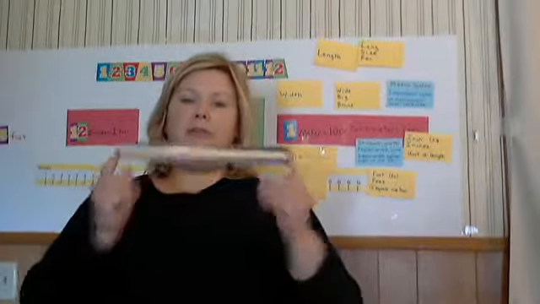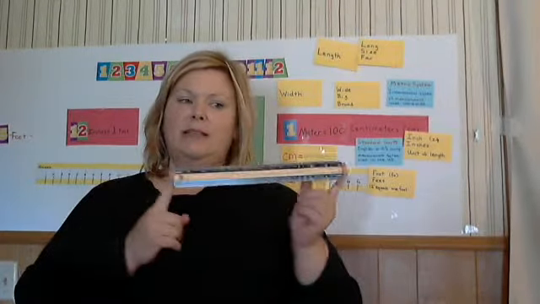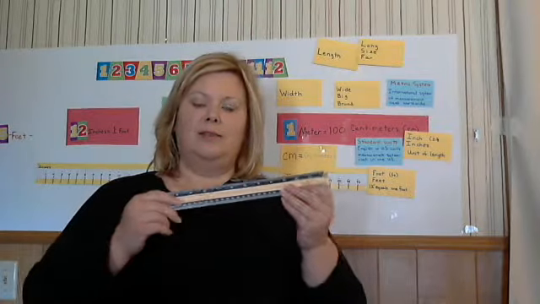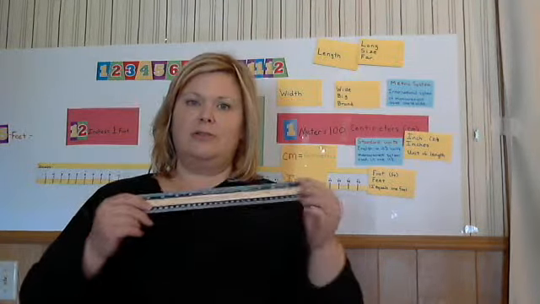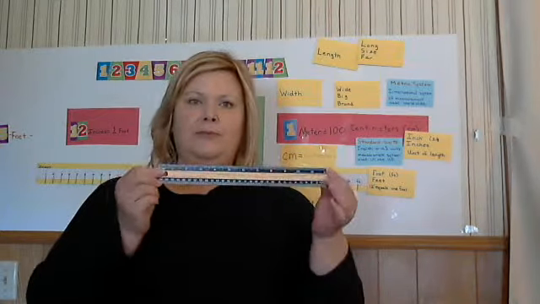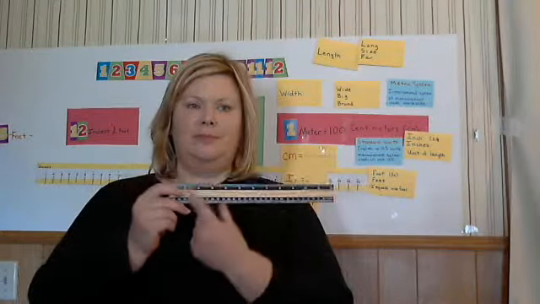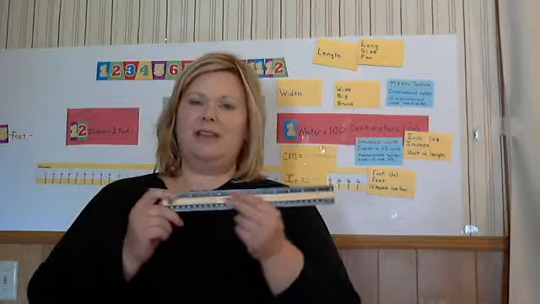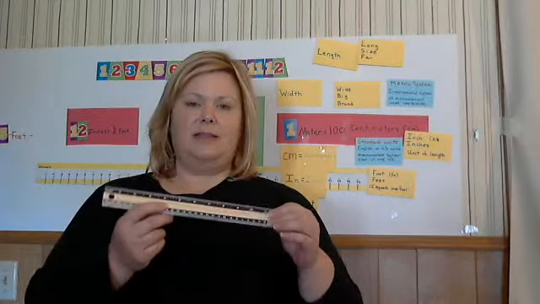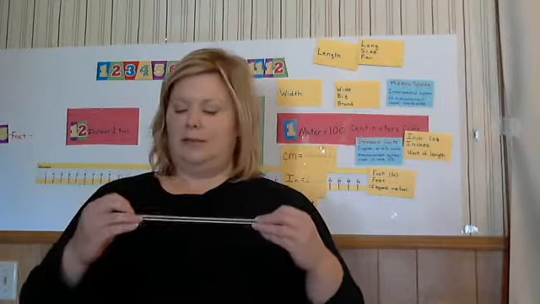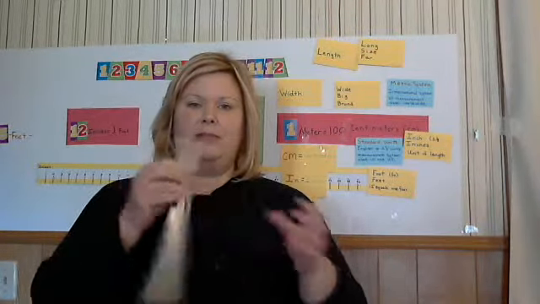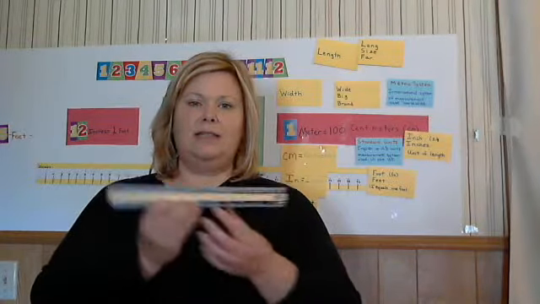This is a standard ruler, and I'm sure everyone has seen and used a ruler. We use them to draw straight lines. We use them to measure straight lines. Who knows what's on a ruler? Inches, that's right. What else is on a ruler? On the opposite side of inches is centimeters. So we have inches and centimeters.